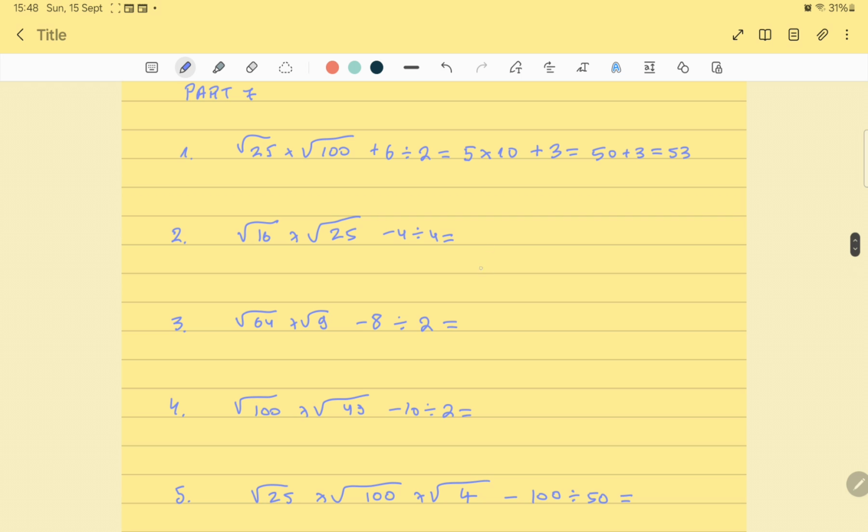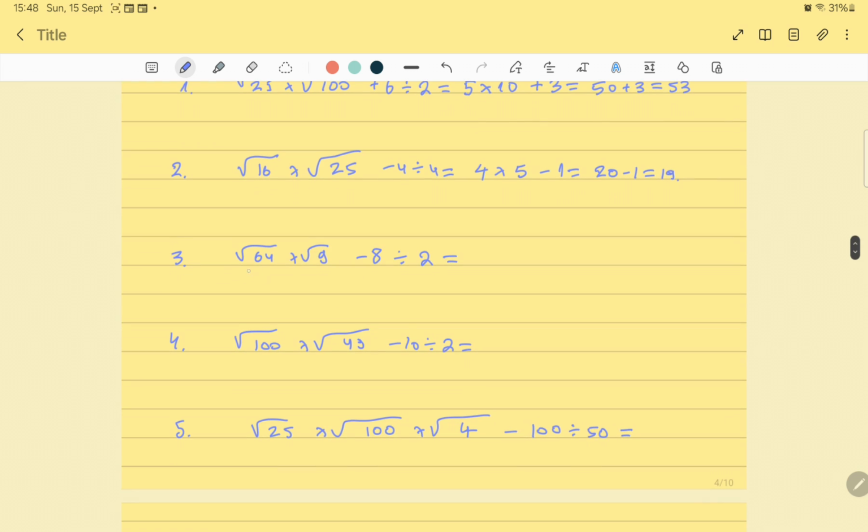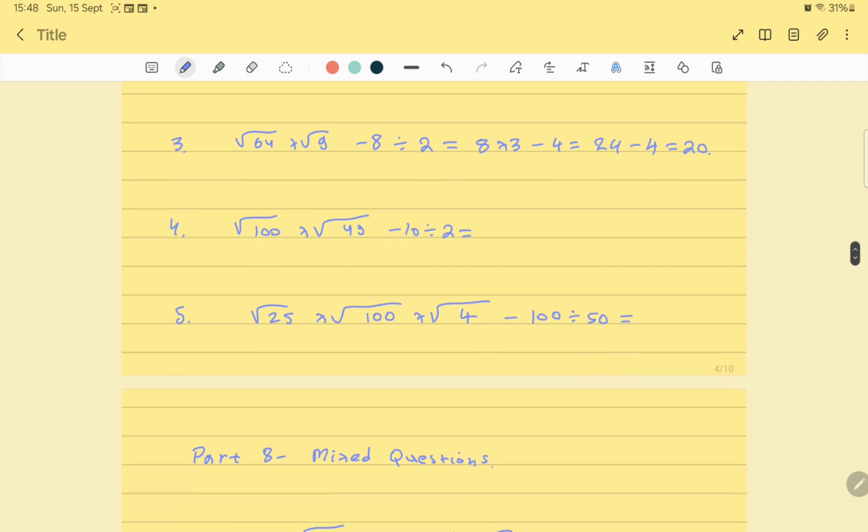The square root of 16 is 4, times the square root of 25 is 5, minus 4 divided by 4 is 1. So this is 20 take away 1 is 19. We work out the square roots first. So square root of 64 is 8, times 3, minus 8 divided by 2 gives me 4. So this is 24 take away 4 is equal to 20.